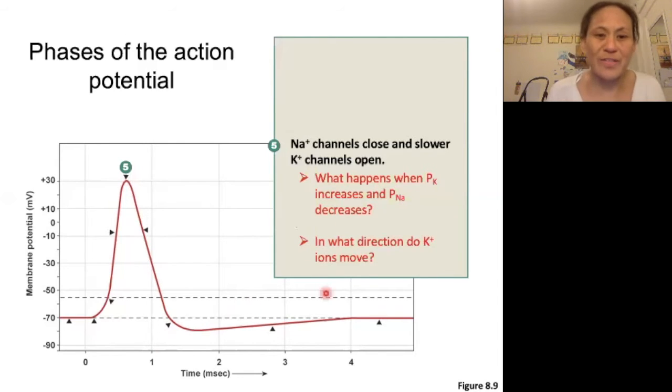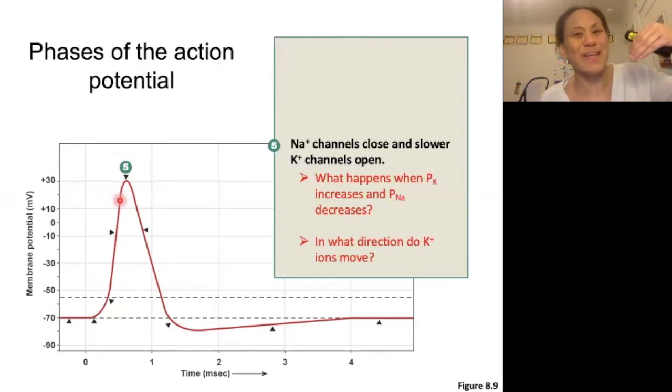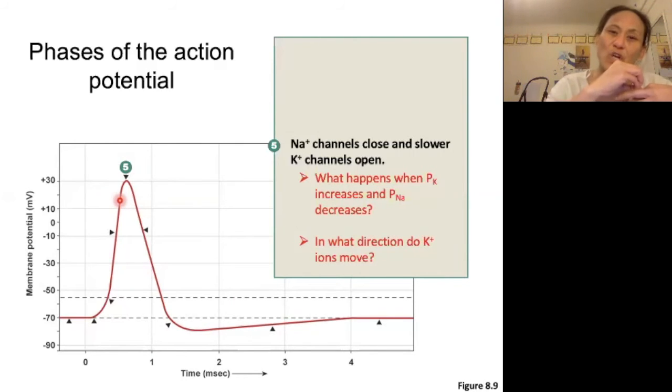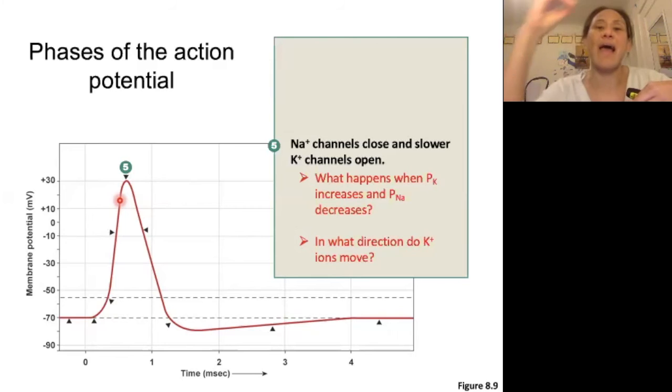Right, so we answered this question. Potassium ions are going to move out of the cell, right? Because we're starting at a positive number for membrane potential. We want to bring the membrane potential down towards the potassium equilibrium potential of negative 90. In order to make the membrane potential more negative, we need to move our positively charged potassium ions out of the cell.